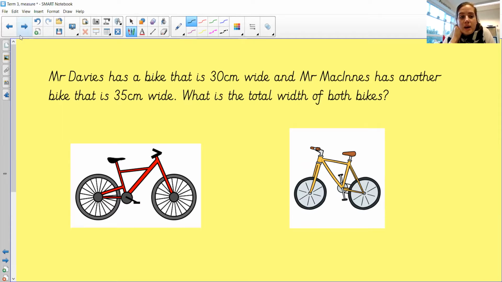Mr. Davis has a bike that is 30 centimetres wide. So we're talking about the width of something. And Mr. McInnes has another bike that is 35 centimetres wide. What is the total width of both bikes?